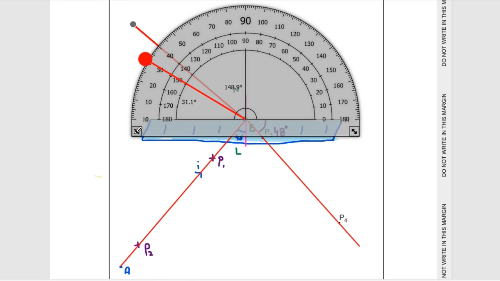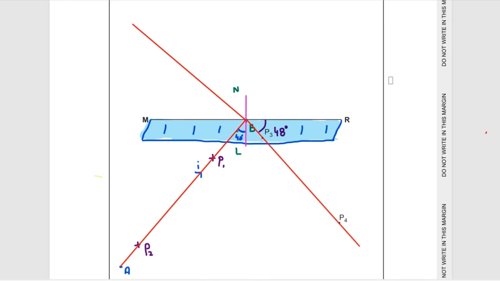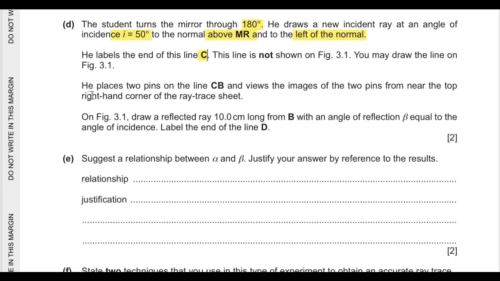So this is the incident ray with angle of incidence 50 degrees with the normal, and I am labeling the end point of this line as letter C. After it, he places two pins on the line CB and views the image of the two pins from near the top right hand corner of the ray trace sheet.